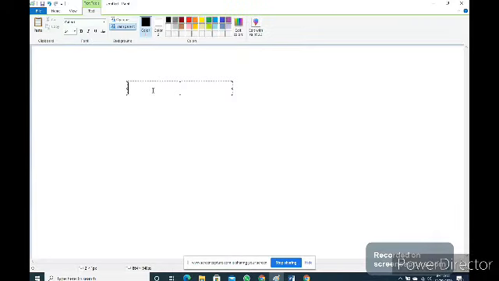a to the power of m times a to the power of n, the solution will be a to the power of m plus n. This is law number 1.